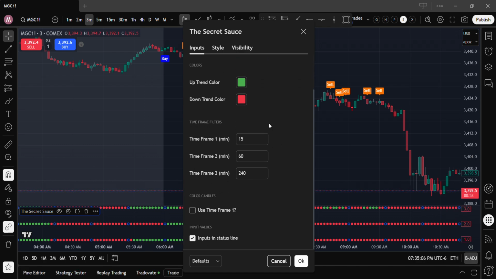And then this is probably the most important part of the indicator, is these time frames. So the defaults are for time frame 1, 15 minutes, time frame 2, 60 minutes or 1 hour, and time frame 3 is 4 hours or 240 minutes. And what this does is it goes to each of those time frames and looks at what is there and tells you whether or not it's going up or going down. And you can change these based on which time frame you're trading on your chart.